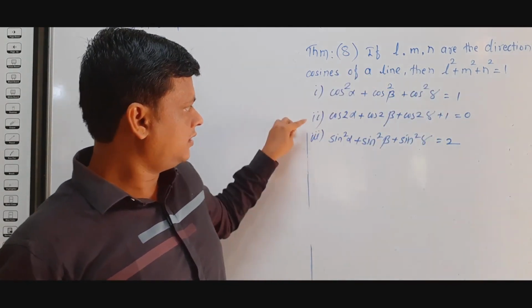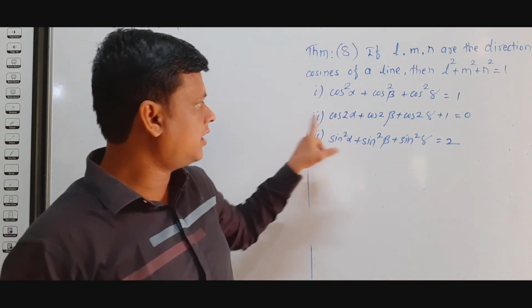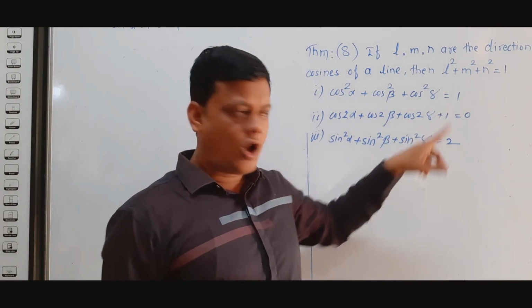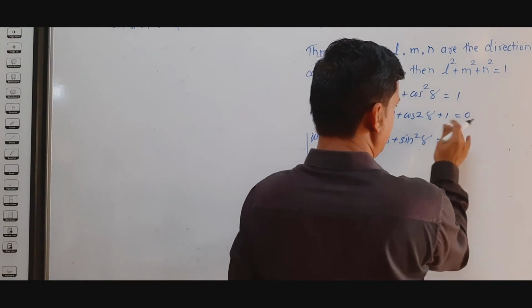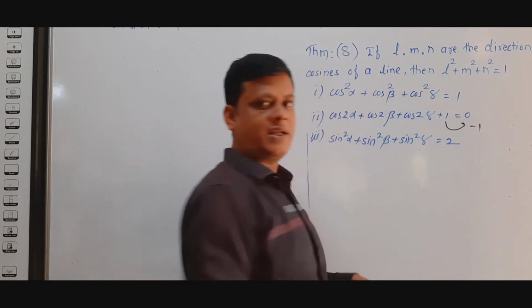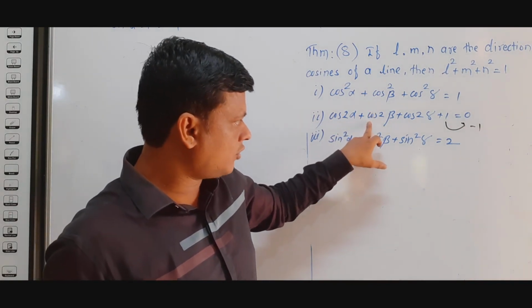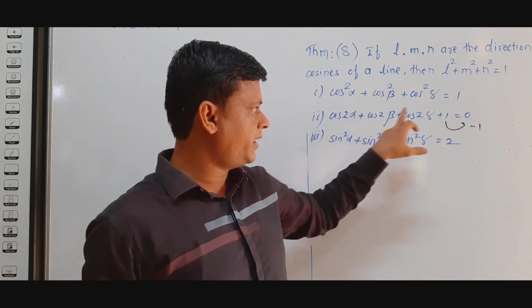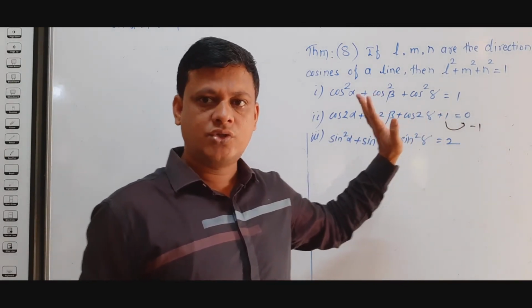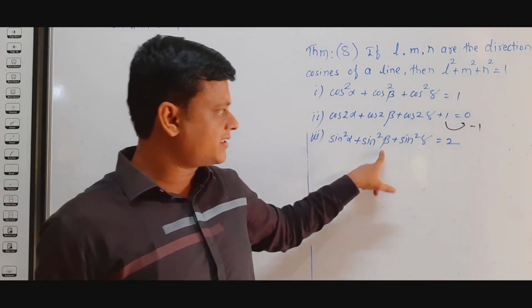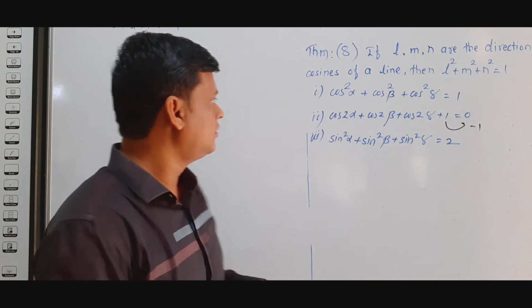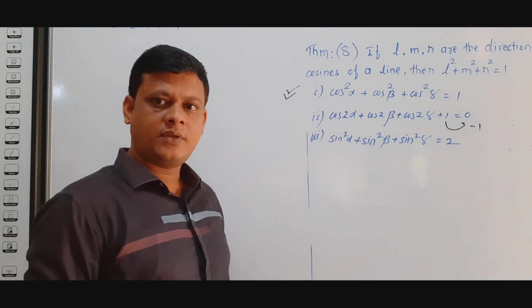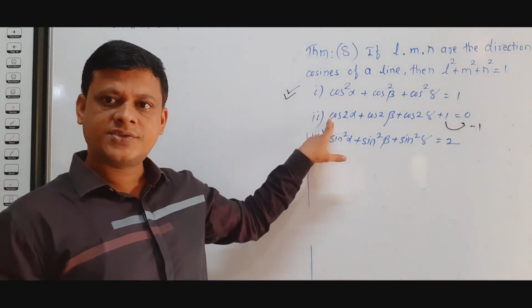And along with this, these two questions are also asked. Second, cos 2 alpha plus cos 2 beta plus cos 2 gamma plus 1 equals to 0, or this is also asked in this form, if this is transferred to the right hand side, equals to minus 1. That means cos 2 alpha plus cos 2 beta plus cos 2 gamma equals to minus 1, or cos 2 alpha plus cos 2 beta plus cos 2 gamma plus 1 equals to 0. Third, sin square alpha plus sin square beta plus sin square gamma equals to 2. So first we see the proof of 1 which we already saw. So we come to the second question.